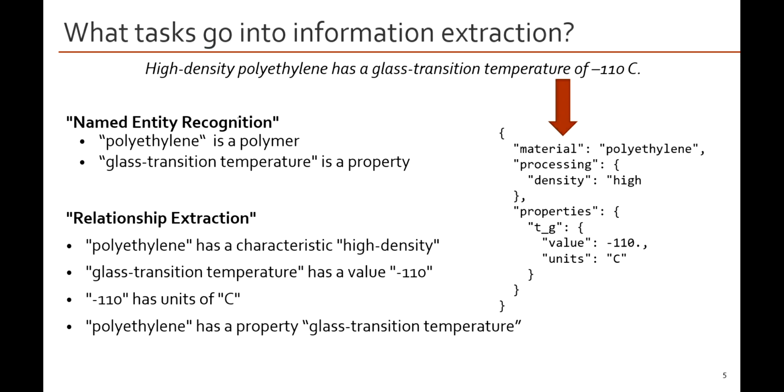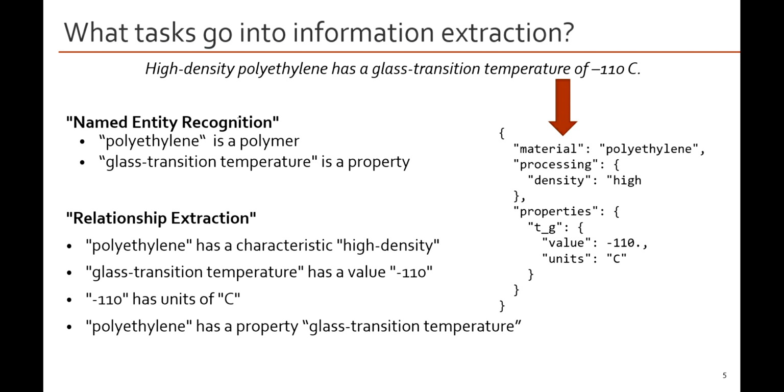And if I think about how I would go about understanding and getting that information out of this text, I do two different steps. The first of which is I identify named entities, particular words that are important for understanding that text. Now, the first of which is polyethylene. I know that to be a name of a polymer. And the second of which is glass transition temperature, which is a property of a polymer.